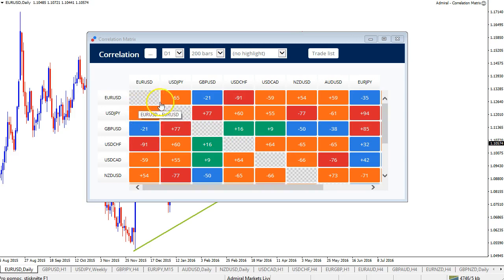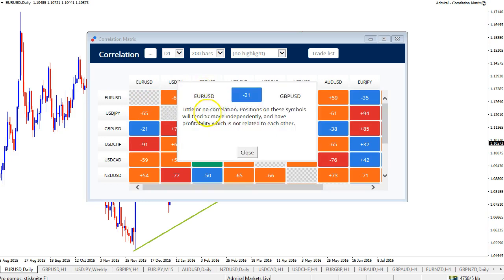And when looking at this table, you can see that it's not so correlated with the pound USD at this moment. Little or no correlation. Positions on these symbols would tend to move independently. So typically, of course, they are correlated. At this moment, they're not really moving in tandem as this correlation matrix is showing.